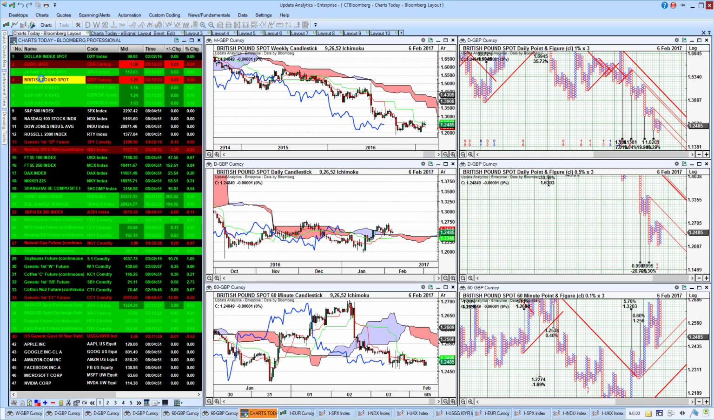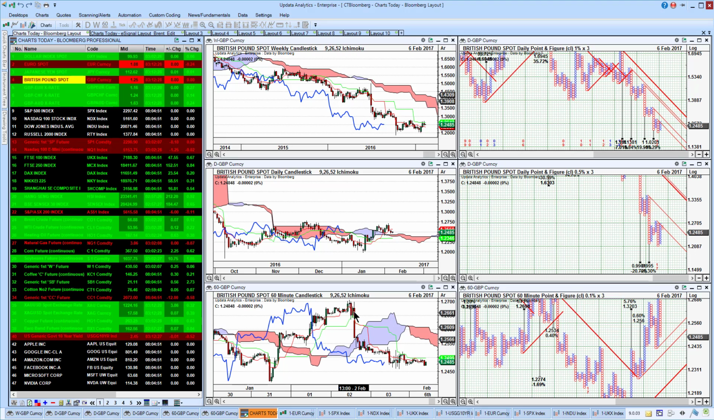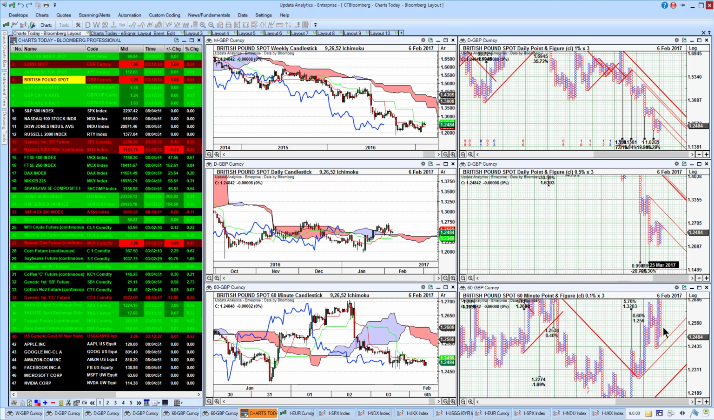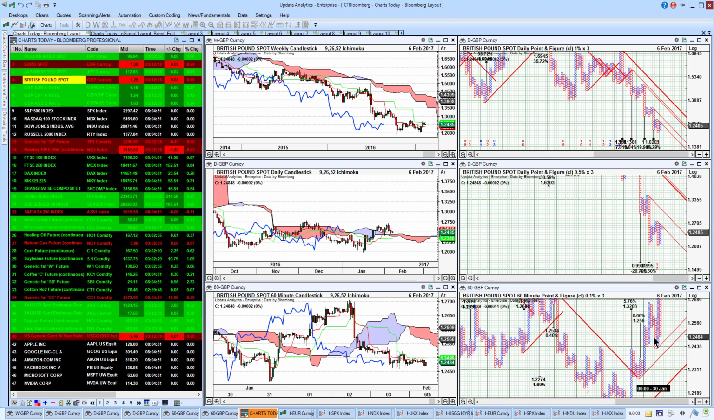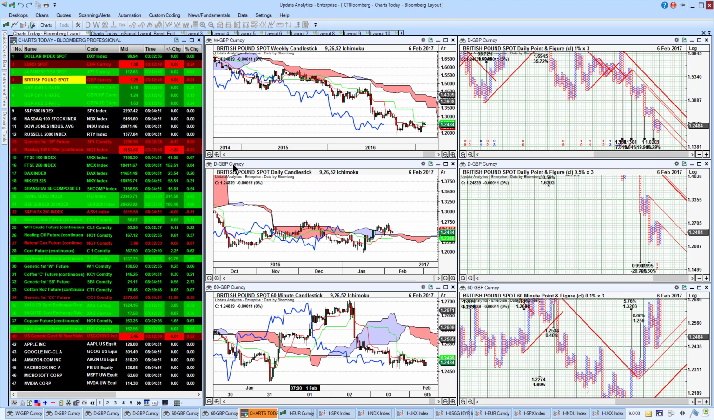Looking at sterling, sterling is actually back below the cloud. So this is more sterling weakness than dollar strength at the moment. We're back below the cloud here. We do have these medium and long-term downside targets. No clear short-term targets yet to play for. So for the moment, sterling is starting to look weak again.